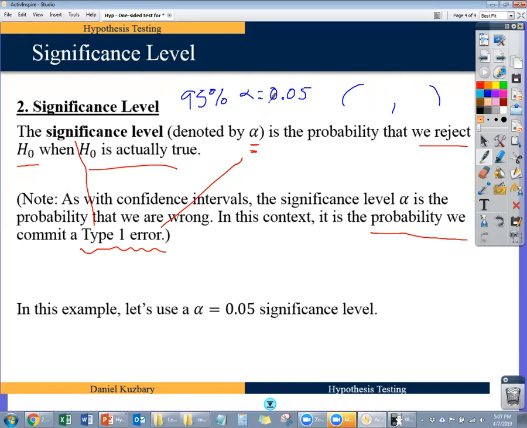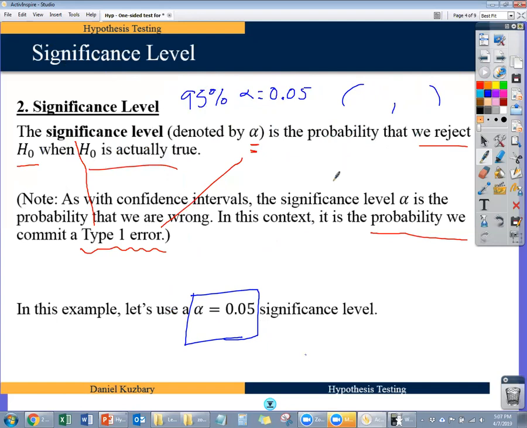So if we're 95% sure, there's a 5% chance we're wrong. In the same way, in this case, there's going to be a 5% chance we reject H naught when H naught is actually true. And then this is specific to this example. So we're going to let our significance level in this example be alpha equal 0.05.